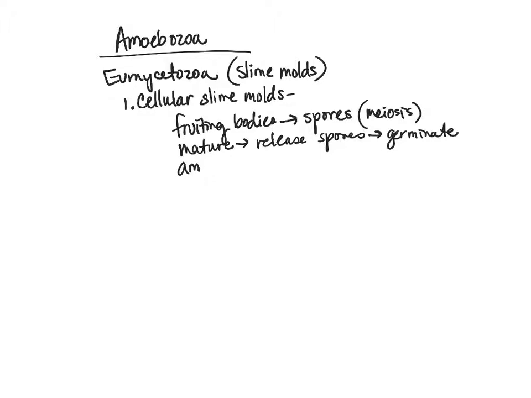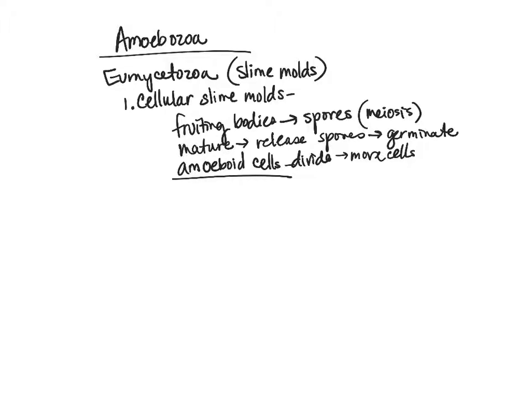So that germination provides that amoeboid cell, and then that can divide, and then it forms more cells. And then these cells can come together, they fuse, and they form a zygote. So that amoeboid cell here can fuse with another to form a zygote, and then it can go through the process of meiosis and make more amoeboids.